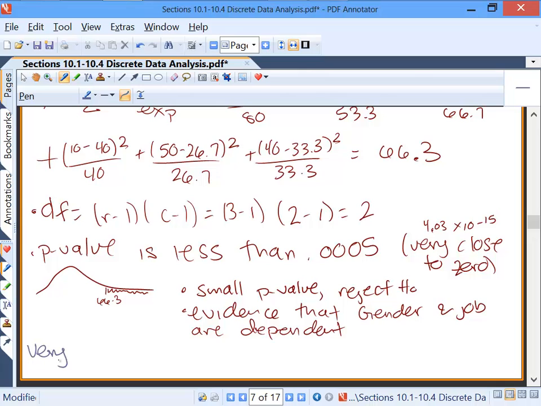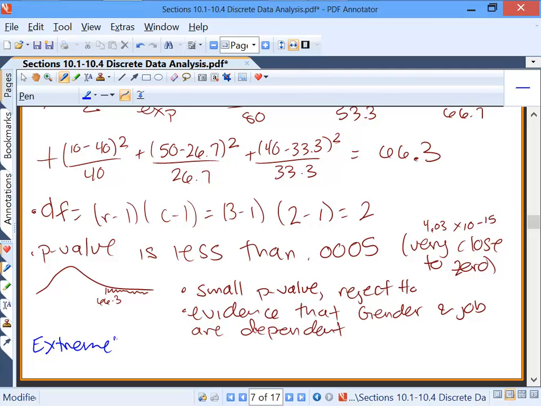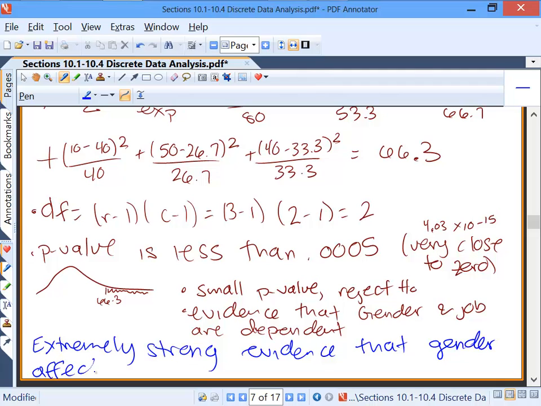So, extremely, not even just very strong, but extremely strong evidence that gender affects your job type at this university.